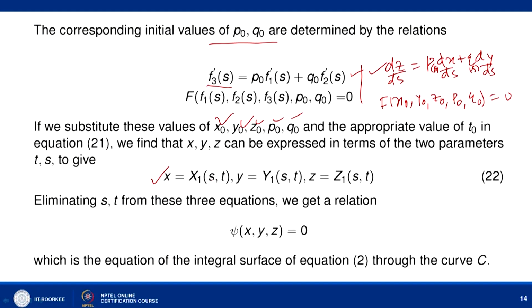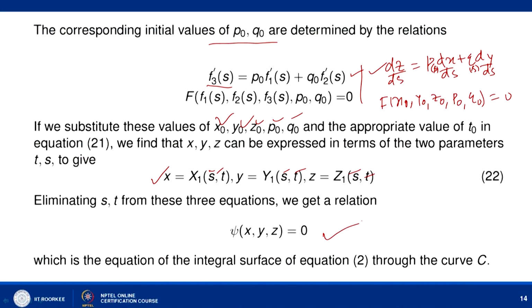And after solving this, we have the following relation, that is x equal to x1(s, t), y equal to y1(s, t), z equal to z1(s, t). So, now we obtain the equation of the integral surface as a two parameter family of integral surfaces. Now, if we want to find the exact surface, then you can eliminate s and t from these three equations, and we can write the equation of the surface in implicit form, like psi(x, y, z) equal to 0, which is the integral surface of equation 2 through the curve C. So, that is the idea of this Cauchy method of characteristics.